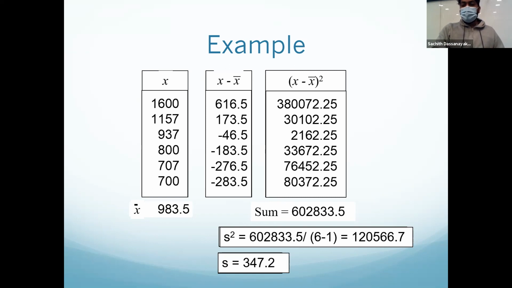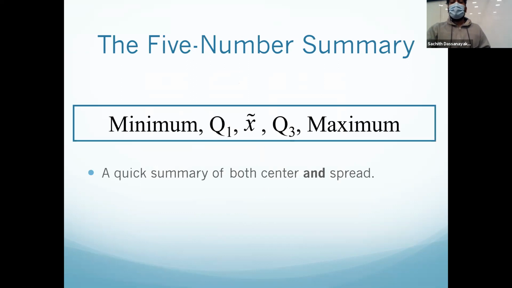So the standard deviation is 347.2. Okay, 5-number summary. We have already done this 5-number summary: minimum, Q1, Q2, Q3, and maximum. It is a quick summary of both center and spread.